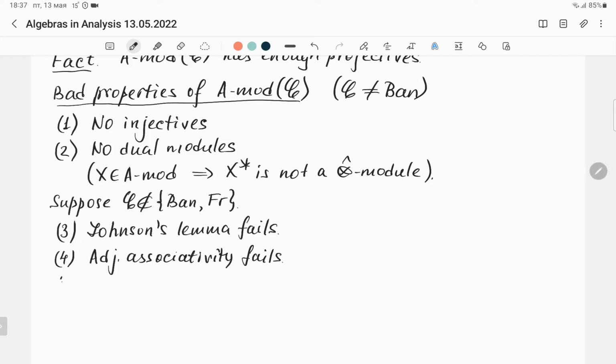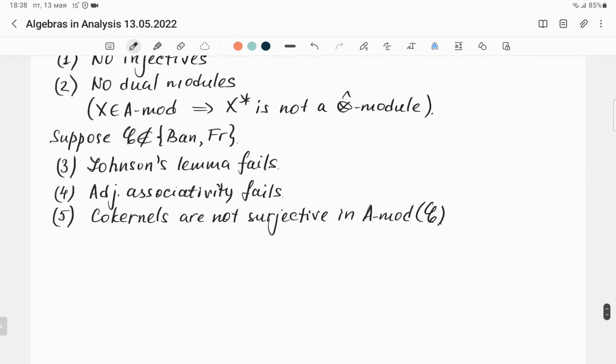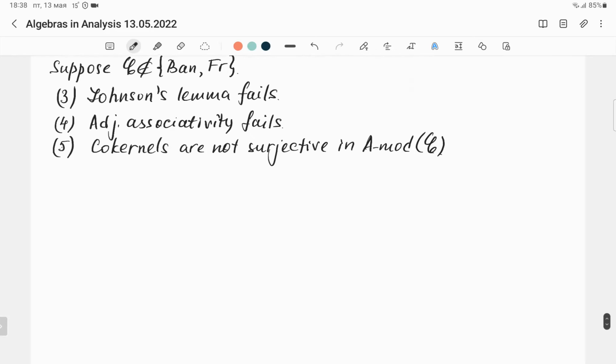Another problem related to flatness is that co-kernels are not surjective in our category. Maybe I'd like to explain this in a little bit more detail. So let's recall that you have an arbitrary additive category and a morphism f from X to Y in our category.